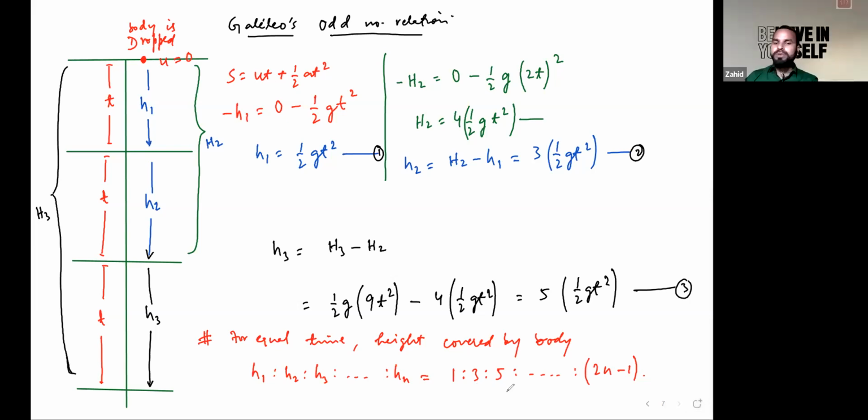This relation is also valid for uniformly accelerated motion along a horizontal line. If the path is horizontal and the initial velocity is 0, then the distance covered by the body must be in the ratio of 1:3:5.